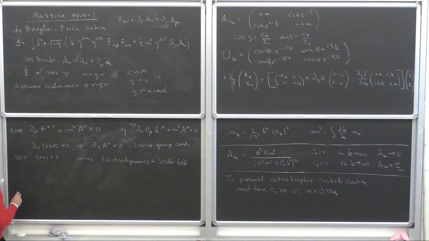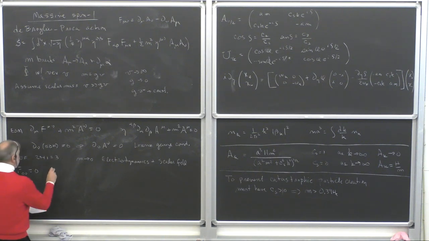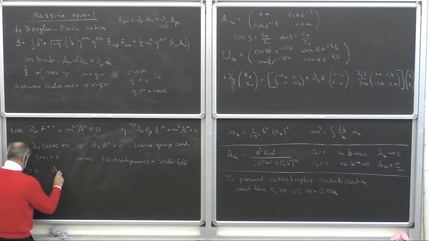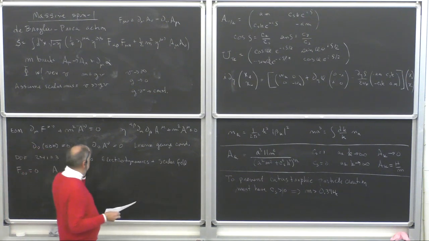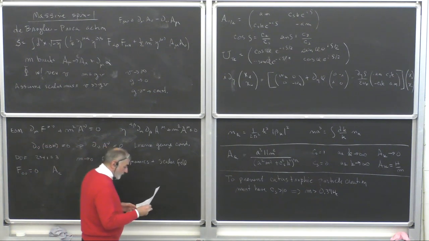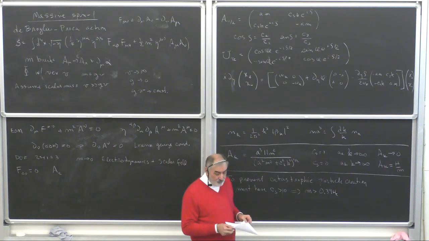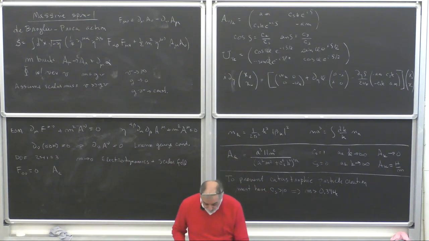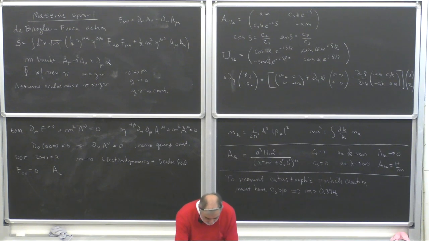So this won't be a surprise to anyone. F00 is equal to zero. So A sub t, the time component of A, is not going to have a kinetic term in the equation of motion. So this is the degree of freedom that we will integrate out of the theory. We'll just solve for A sub t.